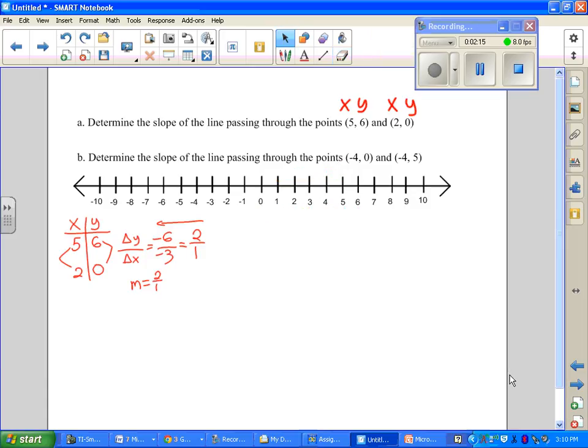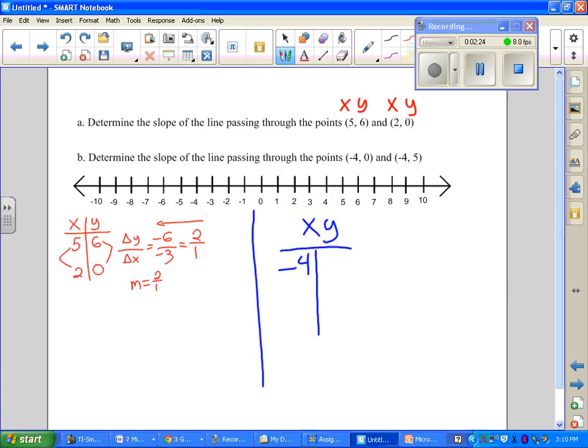The second problem asks me to find the slope of (-4, 0) and (-4, 5). Now it's still change in y over change in x. To go from 0 to 5, and y is always first. Here's 0, here's 5. From 0 to 5 is 1, 2, 3, 4, 5. It's up 5.